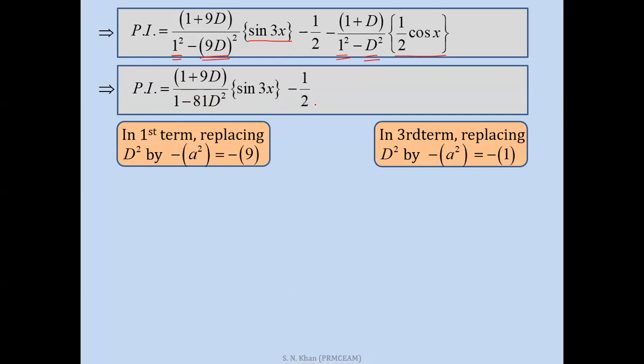Second term minus 1/2 as it is. Third term it will become minus of numerator as it is and 1 square minus d square means it is only 1 minus d square. तो ये होगा simplified format.